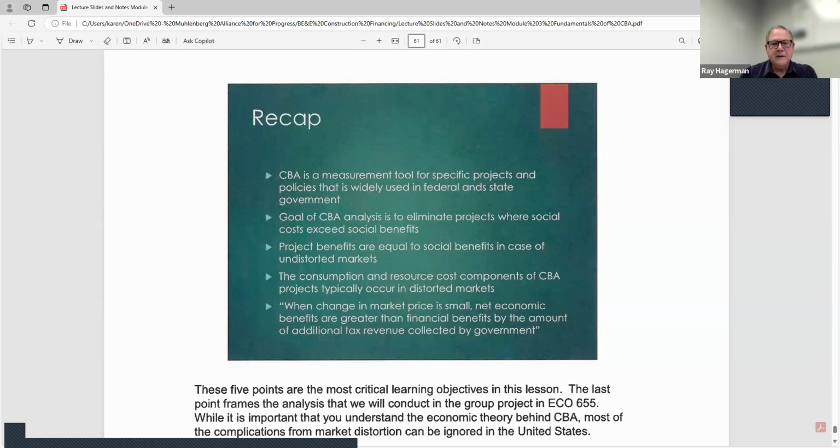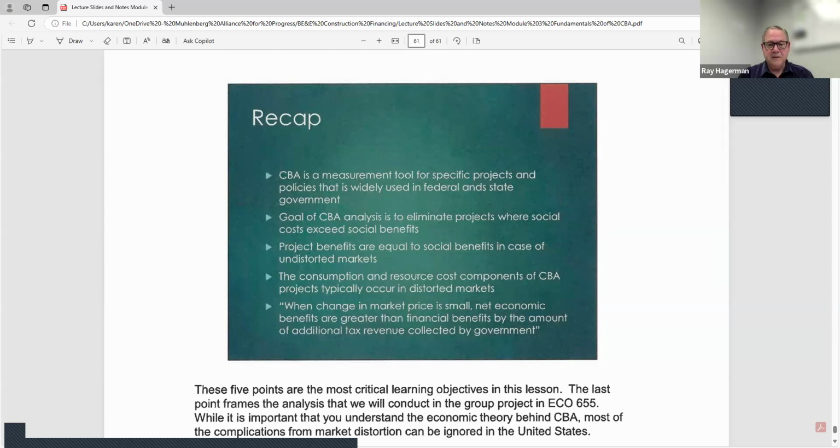You show that, but that's for that particular project. Well, you almost never have just one project. You can have an iteration on a project, which is what's happening in your group project. Okay, if we offer this level of tax incentives, here's what it's going to look like. If we offer this level, then here's what it's going to look like.